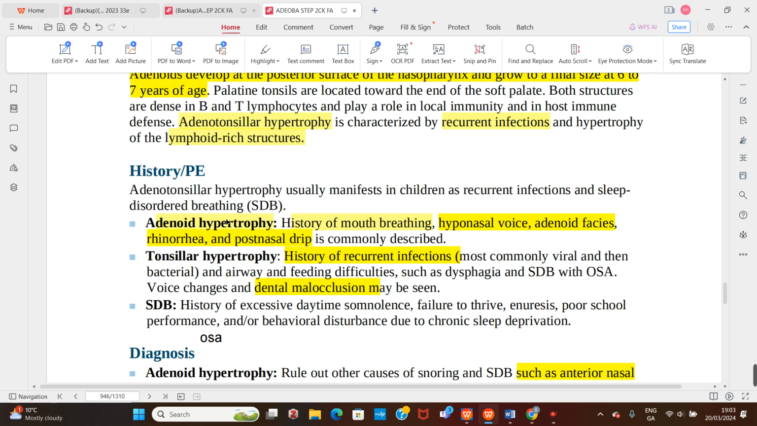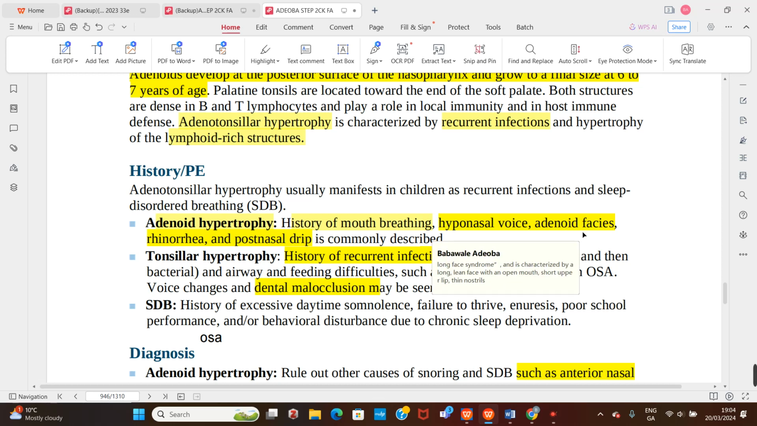Number two, they are going to have hyponasal voice, meaning that because the nasopharynx is blocked, there's no way air can move from the nose downwards into the voice box. So that nasal quality is lost, and they are going to be talking as if their nose is stopped. Just close your nose and try to talk. That kind of voice is what is going to happen.